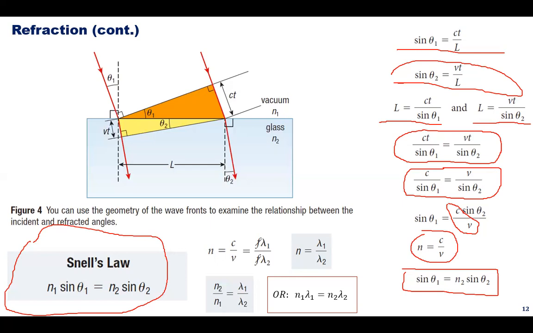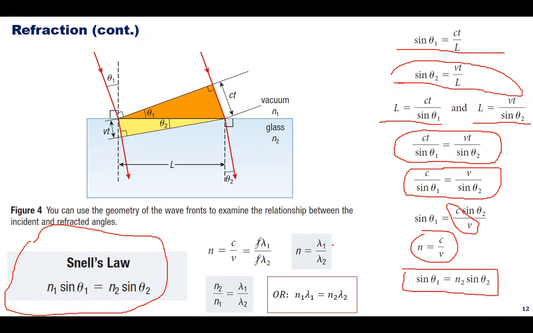Using the relationship between speed, frequency, and wavelengths, as well as the fact that the frequency of light does not change when passing from one substance to another, the following equation can also be derived. First of all, n equals c over v, right? On the other hand, we know c over v can be represented by f lambda 1 over f lambda 2. Since the frequency does not change, we can cancel the same frequency here.